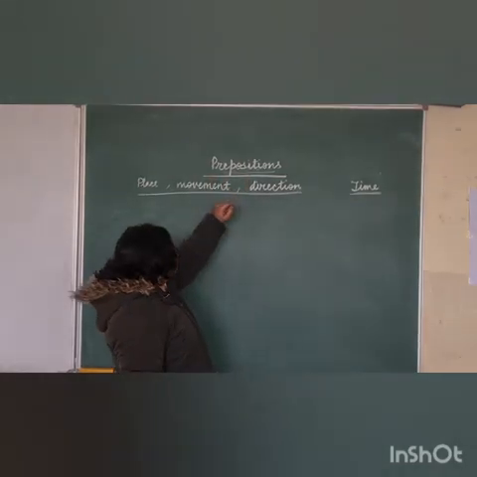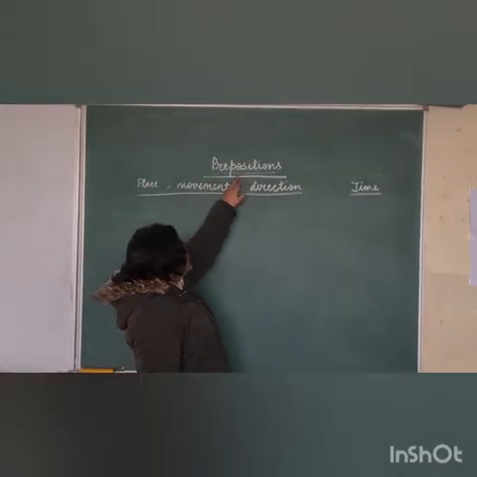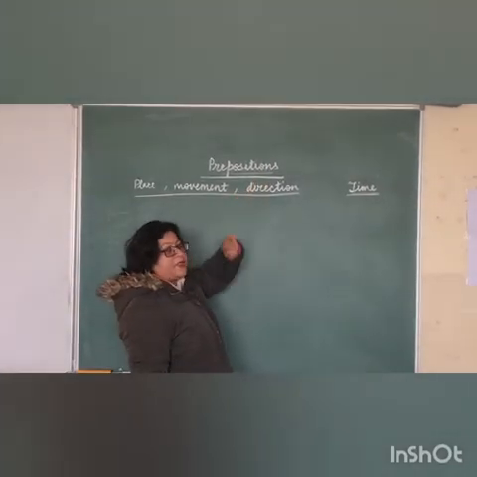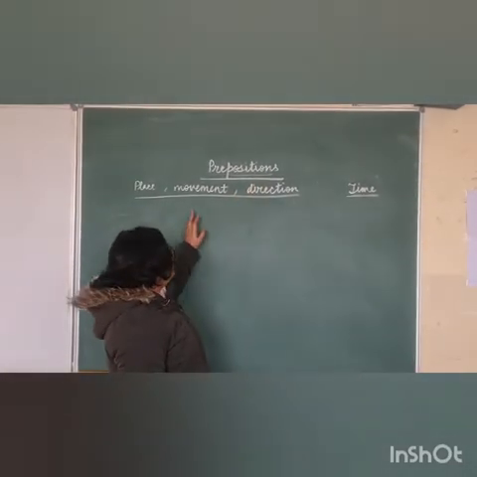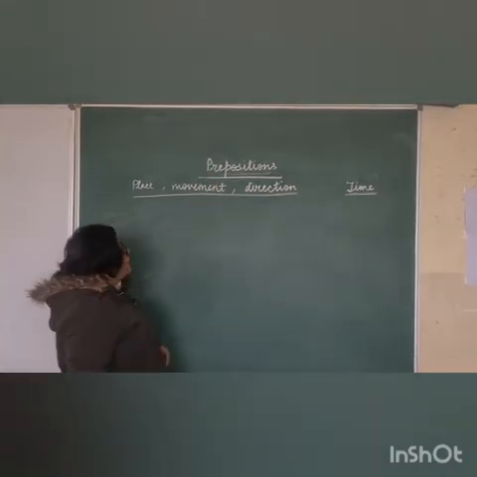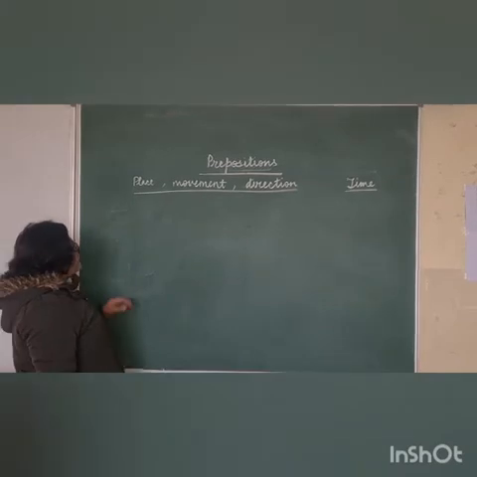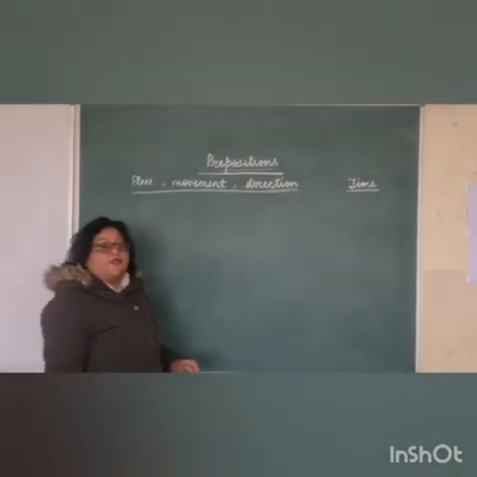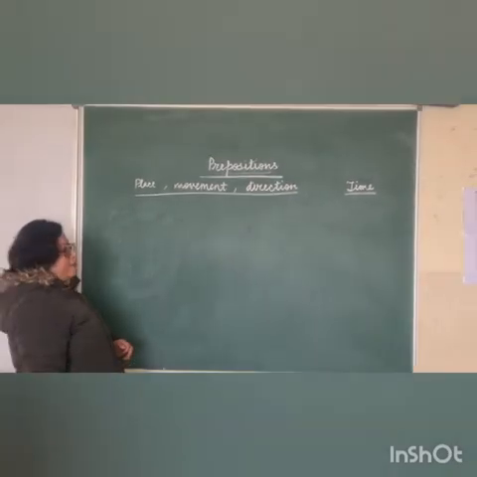What are prepositions? These words tell us about the position of objects. If something is placed anywhere and we have to show its position, then we use prepositions. Prepositions are of many kinds, like prepositions of place, movement, direction and time. So we will study them one by one.